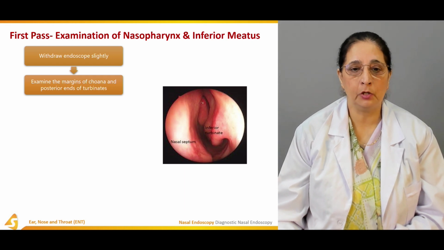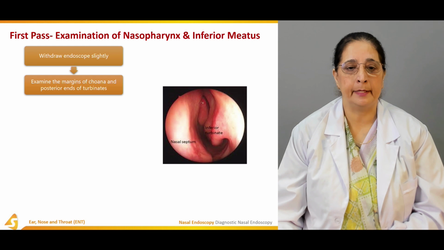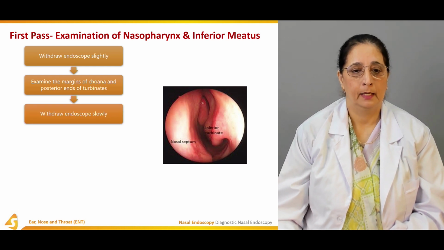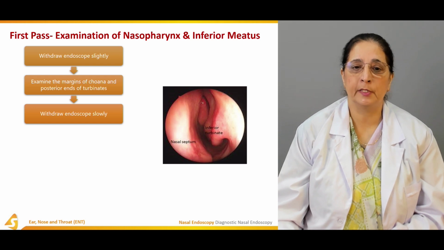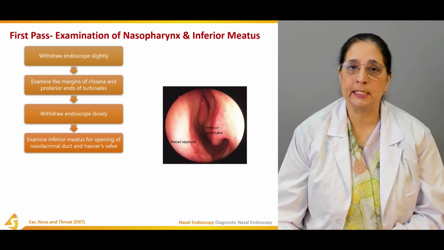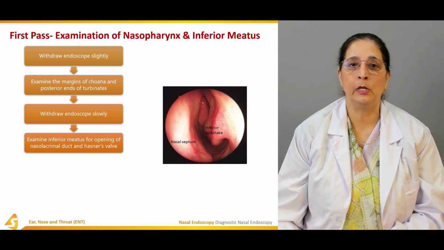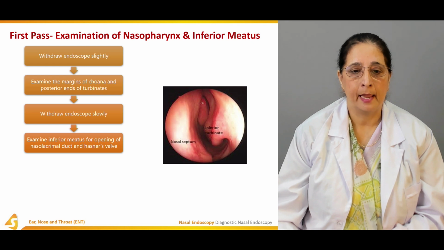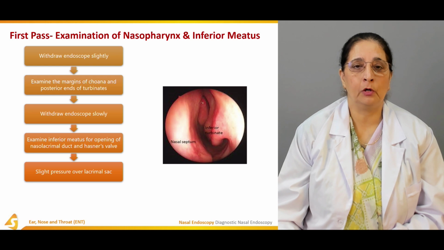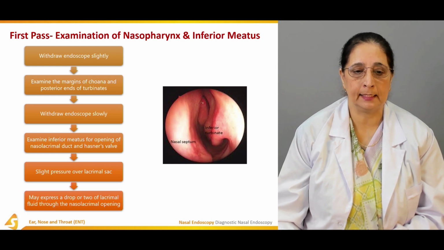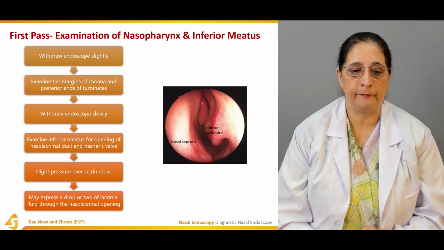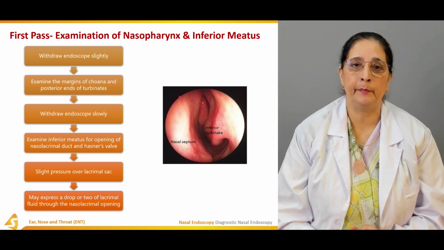Examine the margin of the choana and posterior ends of the turbinate. Withdraw endoscope slowly. Examine inferior meatus for opening of nasolacrimal duct and Hasner's valve. Slight pressure over lacrimal sac may express a drop or two of lacrimal fluid through the nasolacrimal opening.